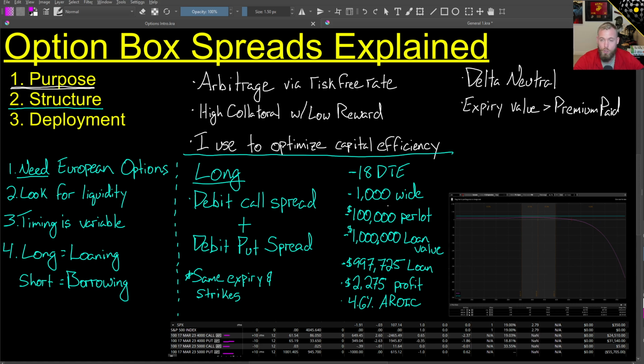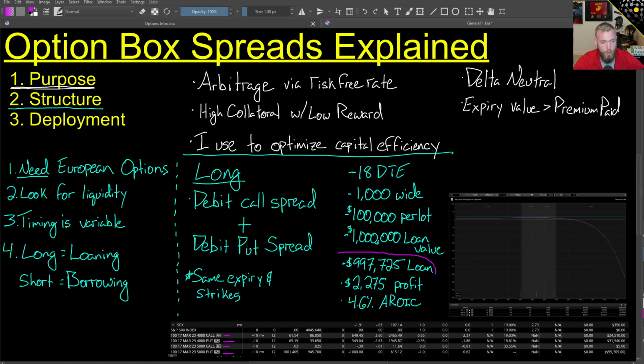It's so that I don't have to trade as many of them. You don't have to trade them this wide. You could trade them 10 points wide, 5 points wide, whatever you want. But if you want to put on a sizable position, it's a little more efficient to go a little bit wider. So in this case, each contract here represents $100,000 in total. So in this case, the total loan out is worth $1 million. But the loan amount, what I actually gave to the market, is $997,725.